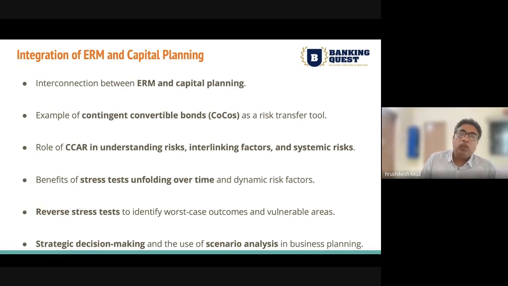It has been already told to you that during capital planning, you need to consider enterprise risk management. Now, if you remember about Suzlon, Suzlon is a wind energy company. It was well known during 2010. I'm not sure whether you know it now.